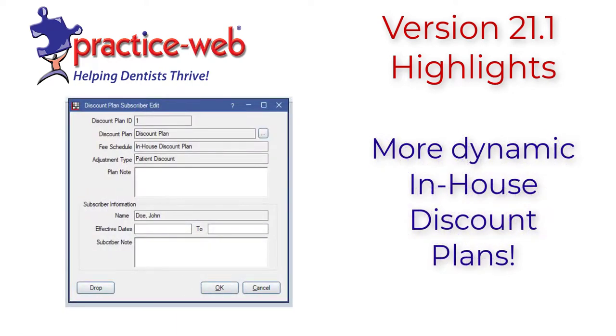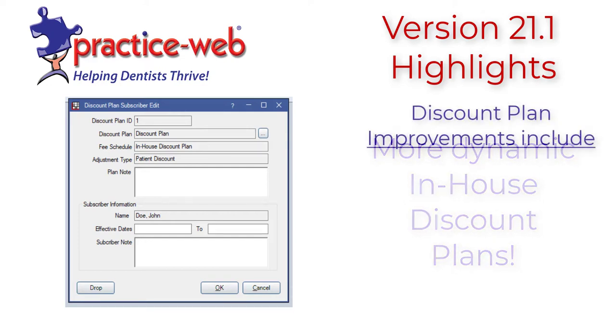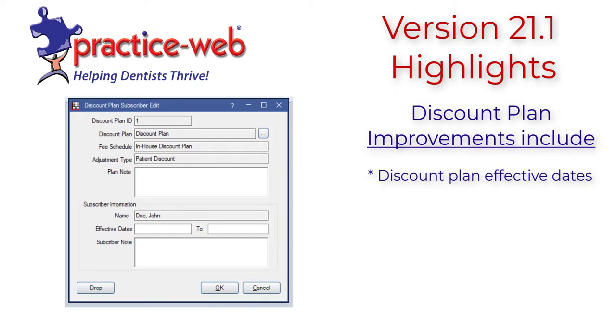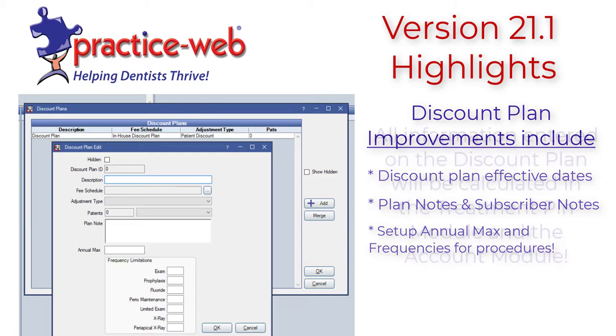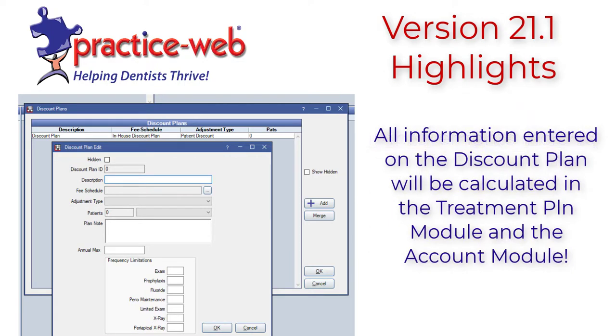Does your office offer discount plans for patients without insurance? Or would your office like to start offering discount plans? Practice Web can help you manage your in-office discount plans with improved features like discount plan effective dates, plan notes or subscriber notes, and you can set an annual max for the plan and create limitations on frequencies. All information entered in the discount plan will accurately reflect in the patient's treatment plan and account modules.